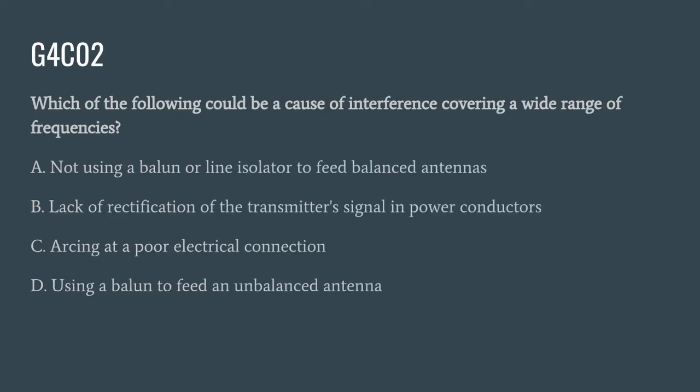G4C02, which of the following could be a cause of interference covering a wide range of frequencies? A. Not using a balun or line isolator to feed balanced antennas. B. Lack of rectification of the transmitter's signal in power conductors. C. Arcing at a poor electrical connection. Or D. Using a balun to feed an unbalanced antenna. The correct answer here is C. Arcing at a poor electrical connection.